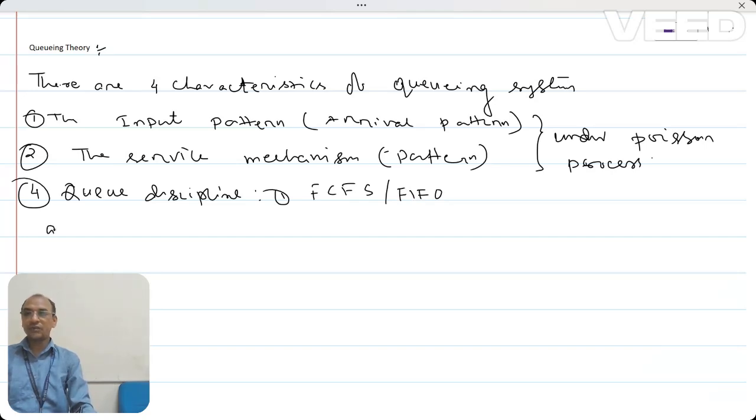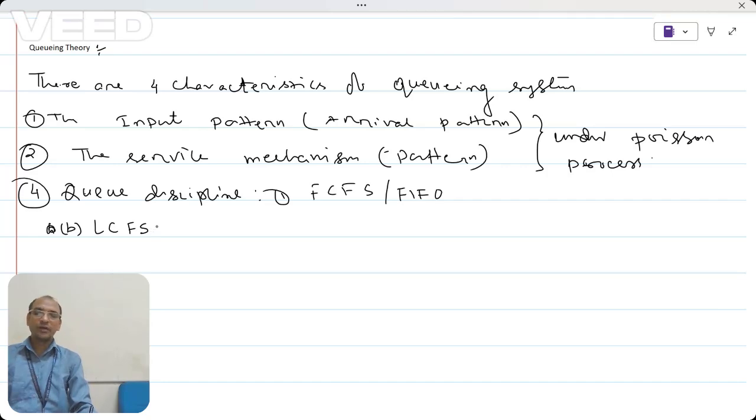And the second one will be last come first serve. That means sometimes in the queue, if a senior citizen or some ladies come, then we prefer them to get the service first. So even though they come late, they will get the service first. So last come first serve. In other words, it is LIFO, last in first out.